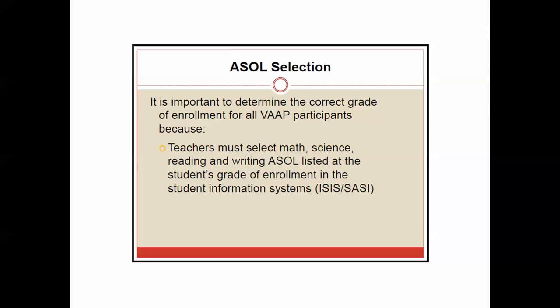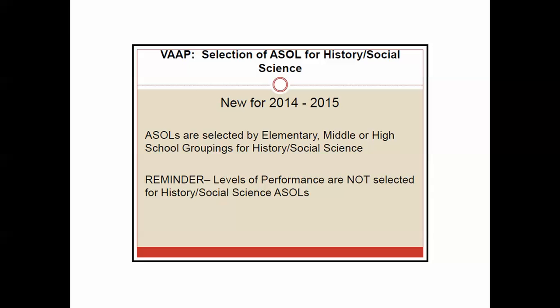It is important to determine the correct grade of enrollment for all VAAP participants because teachers must select math, science, reading, and writing ASOLs listed at the student's grade level of enrollment in the Student Information System. And it should be SIS, not ISIS. So new for 2014-2015, ASOLs are selected by elementary, middle, or high school groupings for history and social science. Reminder, levels of performance are not selected for history, social science ASOLs.